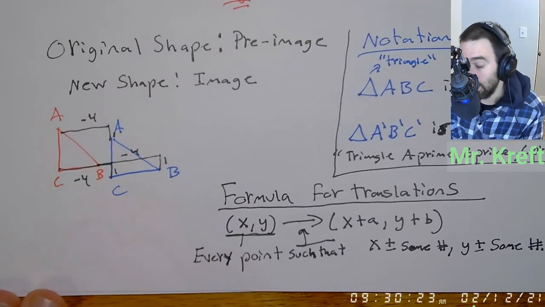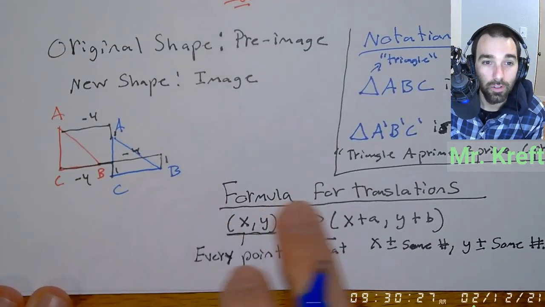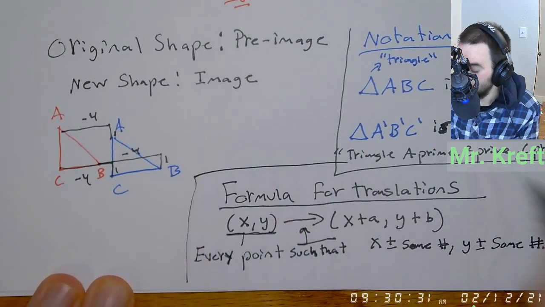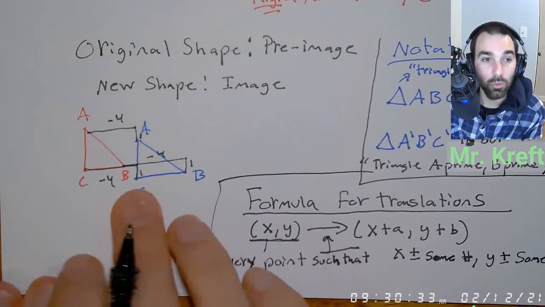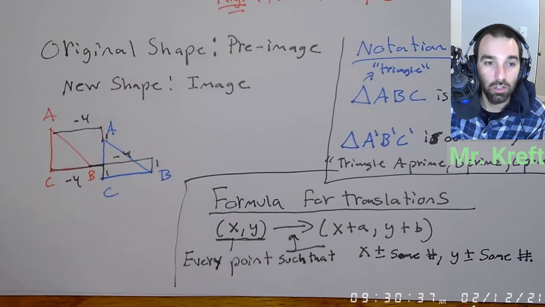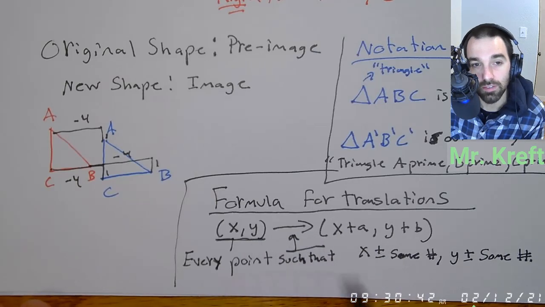So using this example, I'm going to write this out in math language. Okay. So in math language, how do we write this transformation? So am I going too fast? I'm going to slow down just a second. Make sure you guys get this down. So this is the formula, and this is what it means in English. So every point (x, y) such that x plus or minus some amount, y plus or minus some amount.